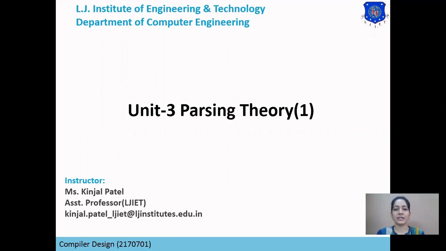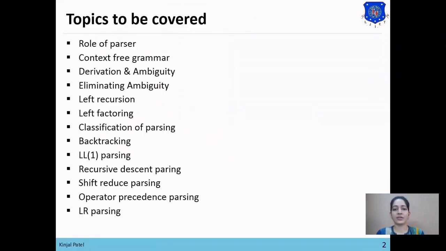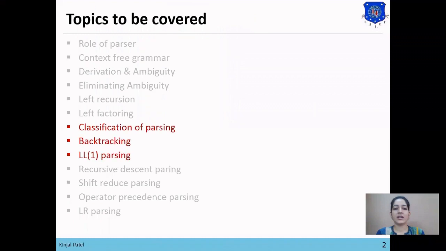So here is Chapter 3, Parsing Theory Part 1 and Lecture 4. In this lecture, we will learn classification of parsing. So there are two types of parsing. First one is top-down parsing and second one is bottom-up parsing. And in top-down parsing, there are three methods. First one is backtracking, then LL1 parsing, recursive descent parsing. So we will learn two of them in this lecture.